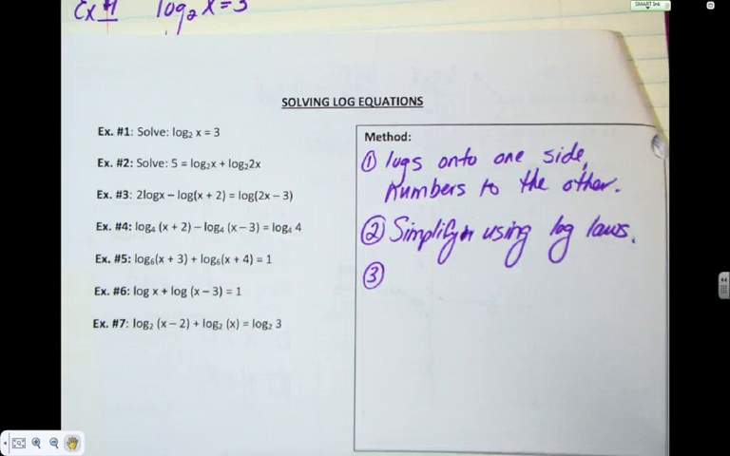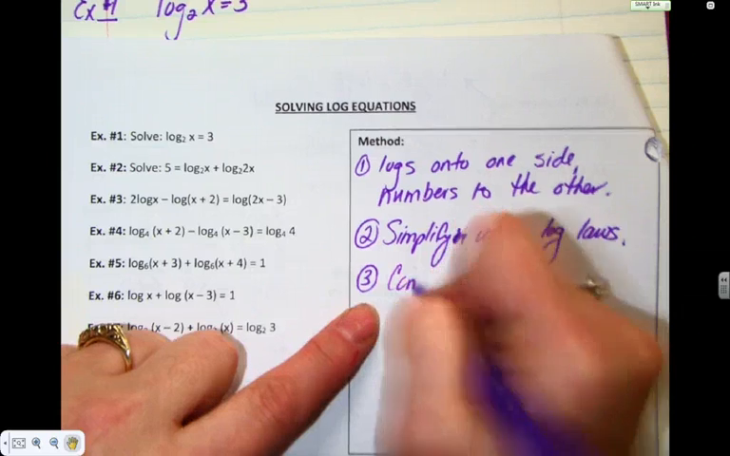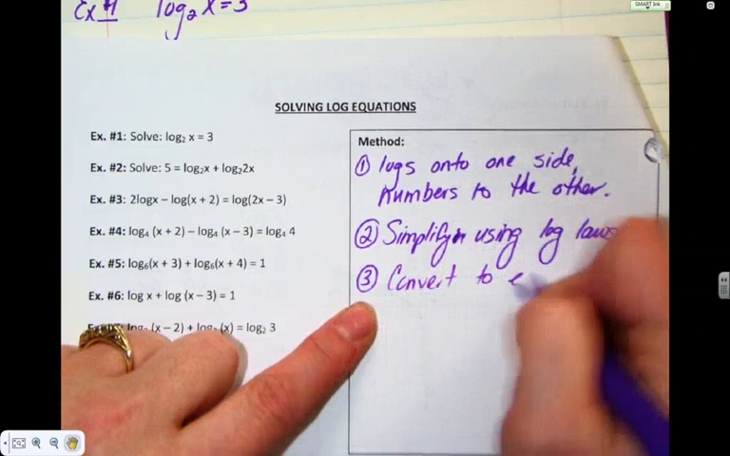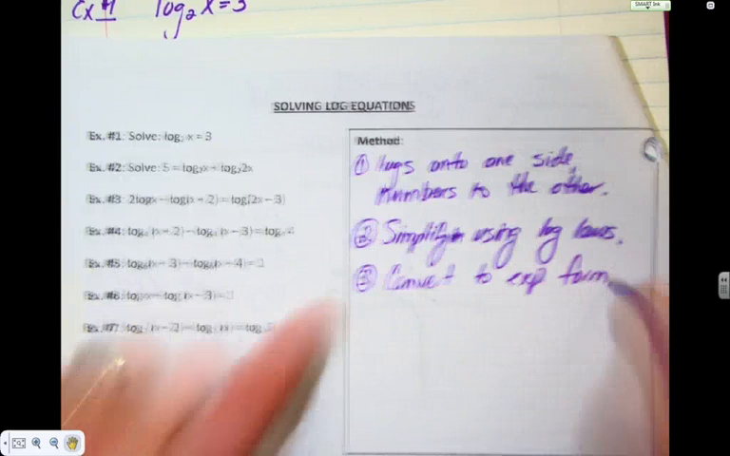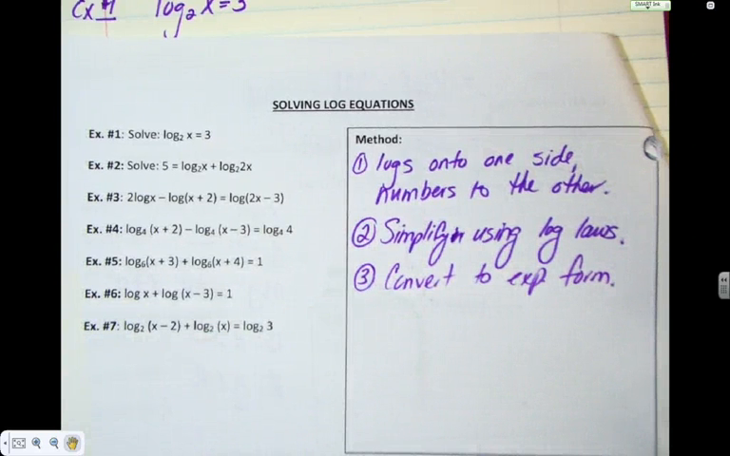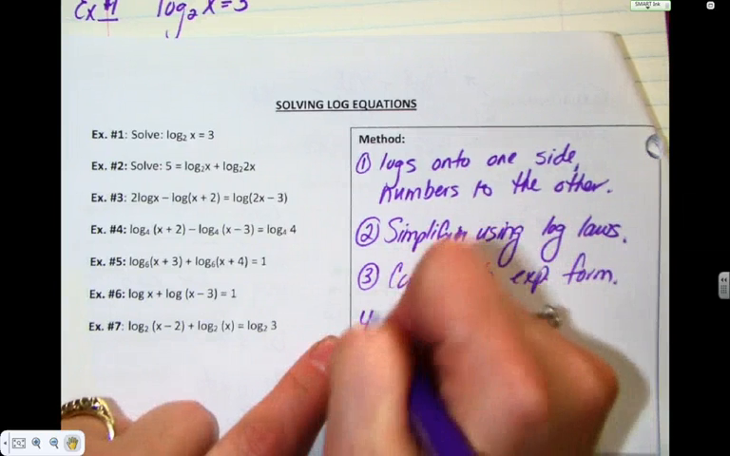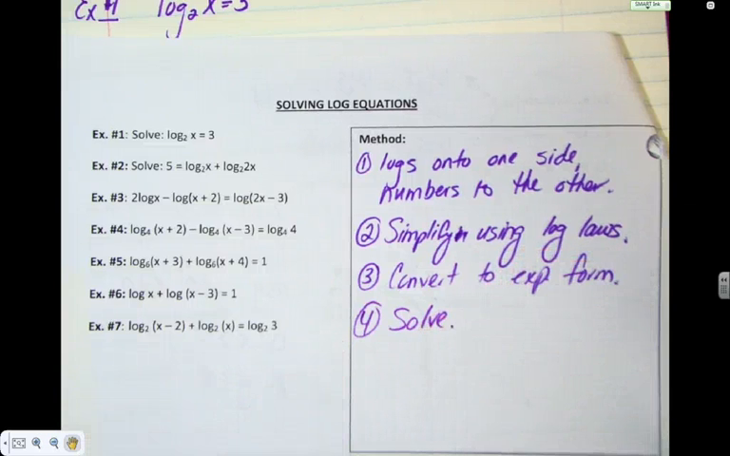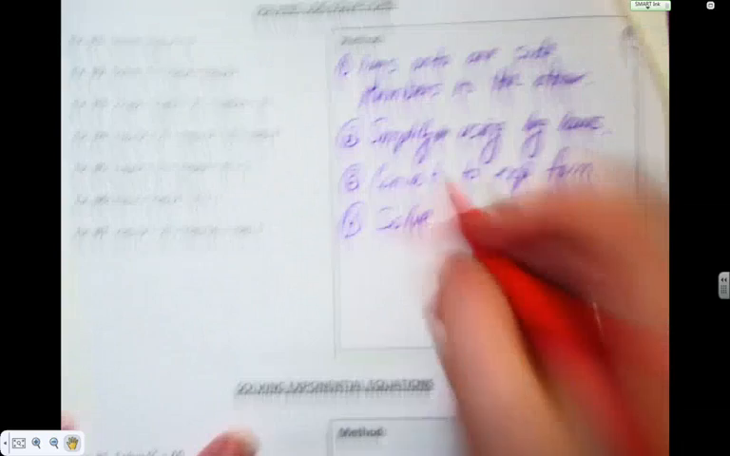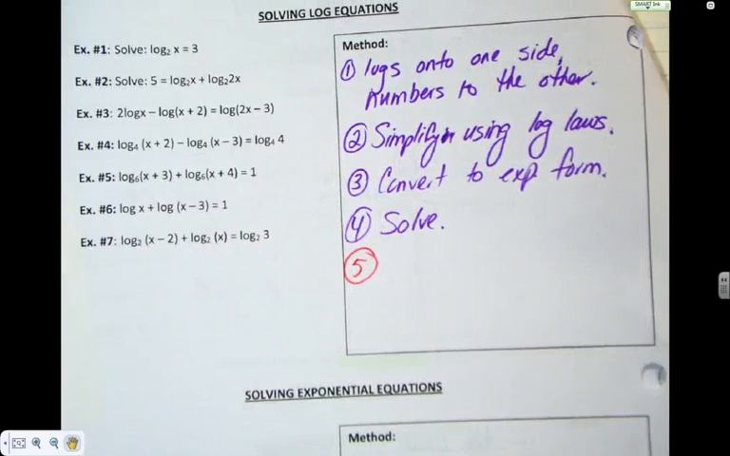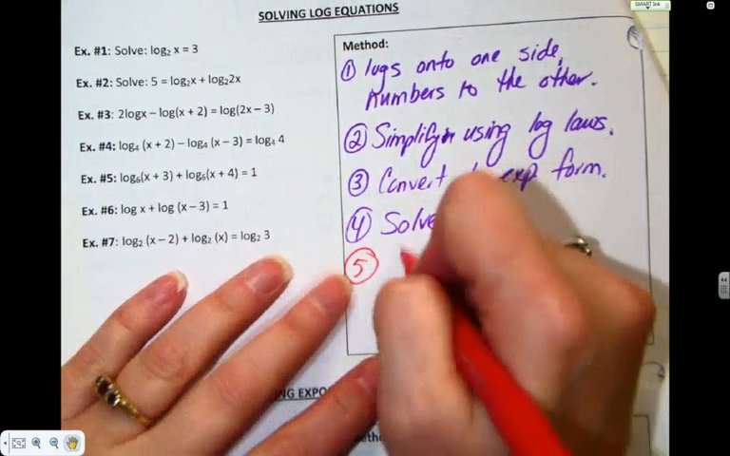Well, what happens at this step is we need to get rid of the log. What's the only thing that we know that can just make a log disappear? Convert to exponential form. At that point, we'll be able to solve it just using our normal equation solving techniques. And the last step's going to be in red. And it's going to be check.